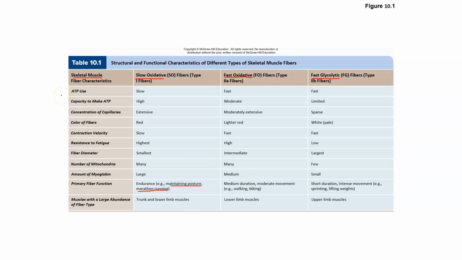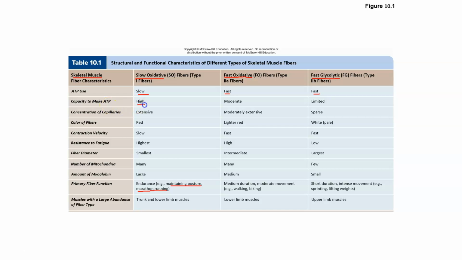So ATP use, slow oxidative, you can imagine, it's slow, right? It does need a consistent supply of ATP, but it doesn't go through a ton of ATP in a short amount of time. It's very, very judicious with the use of ATP. Whereas fast oxidative goes through ATP fast, fast glycolytic goes through it fast. Okay, let's keep on going. Capacity to make ATP.